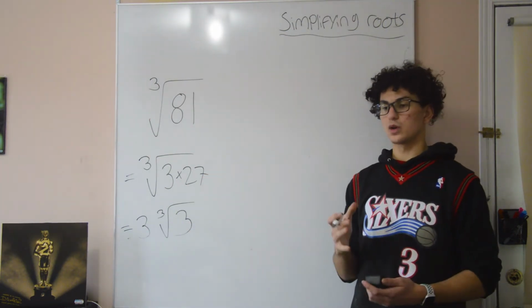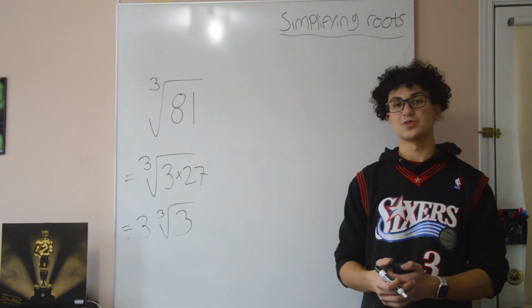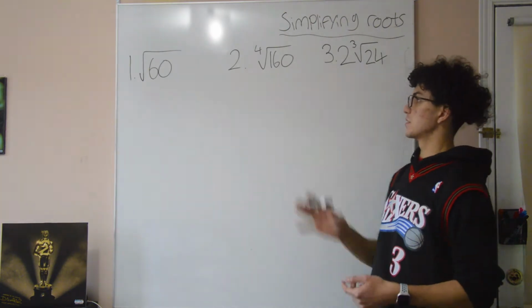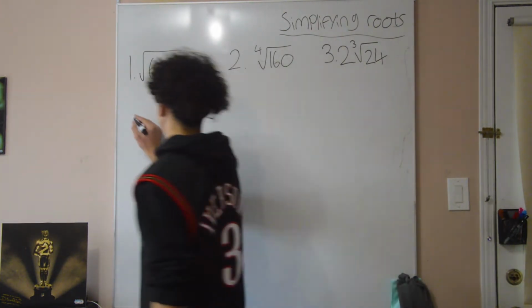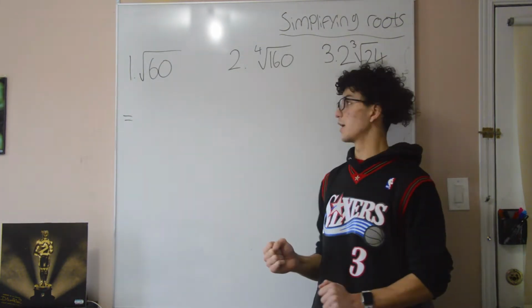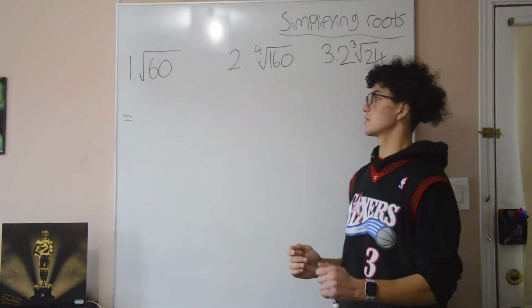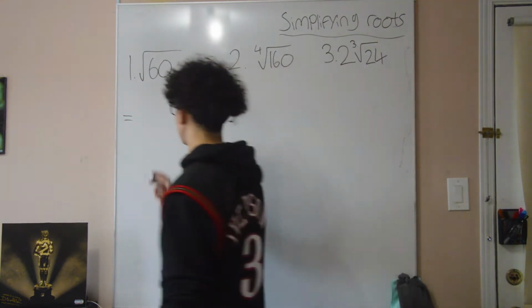Now let's jump into a couple examples, and then afterwards we'll work with multiplying, adding, dividing, subtracting. Okay, right away, first 3 examples. So square root of 60. Now, what are our perfect squares that we know could potentially multiply to 60? Let's see, we know 4. 4 times 15 actually works.